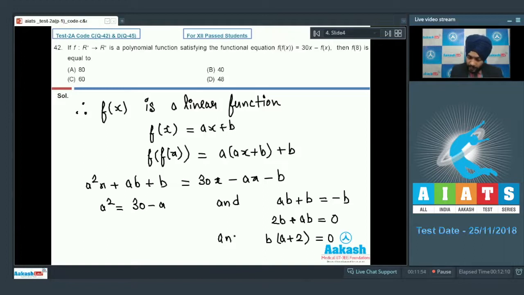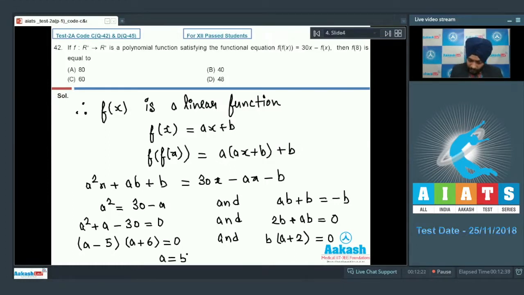I have to take the intersection with the first condition. So let us see what the first condition gives me. a² + a - 30 = 0 is the condition, so (a - 5)(a + 6) = 0. But we can straight away conclude that a = 5 and b = 0. Why have I rejected a = -6? Because f is from R positive to R positive, so a cannot be negative. a is 5, b is 0.